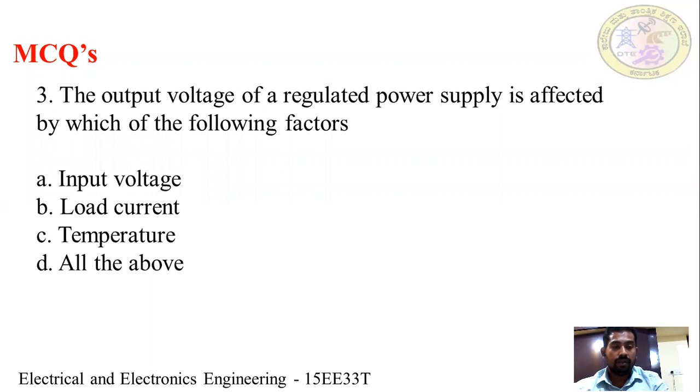The next question, that is the third question. The output voltage of a regulated power supply is affected by which of the following factors? The options given: option A, input voltage. Option B, load current. Option C, temperature. Option D, all of the above. Let me check the answer. It is all of the above, that is option D: input voltage, load current, and temperature.